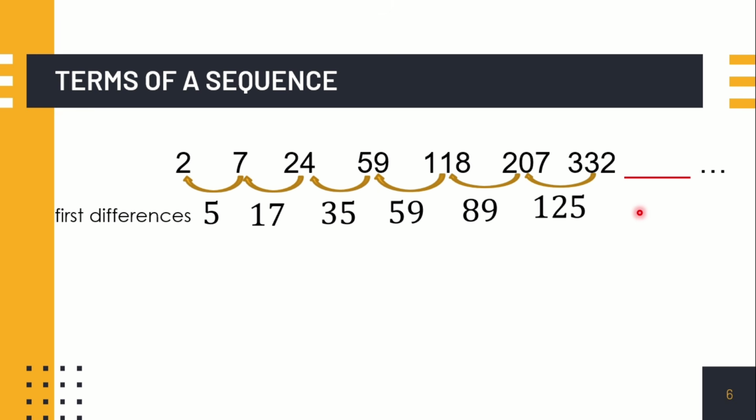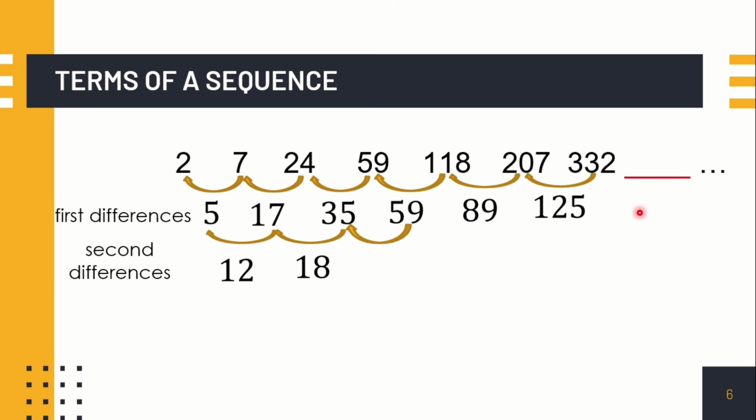So, as you can see, in our first differences, the differences are not yet equal. So, let's proceed to the second differences. 17 minus 5, that is 12. 35 minus 17, that is 18. 59 minus 35, that is 24. 89 minus 59, that is 30. 125 minus 89, that is 36. So, again, in our second differences, they are still not equal. Therefore, let's proceed to the third differences.